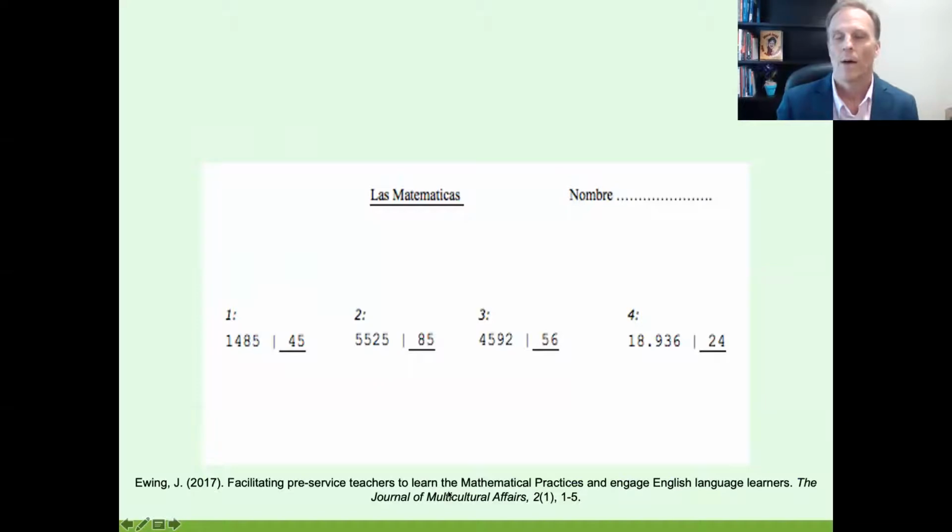And so what's it like to learn a content, be it mathematics or any other subject, in another language? Does it matter? There's a myth that math is math and it doesn't matter.